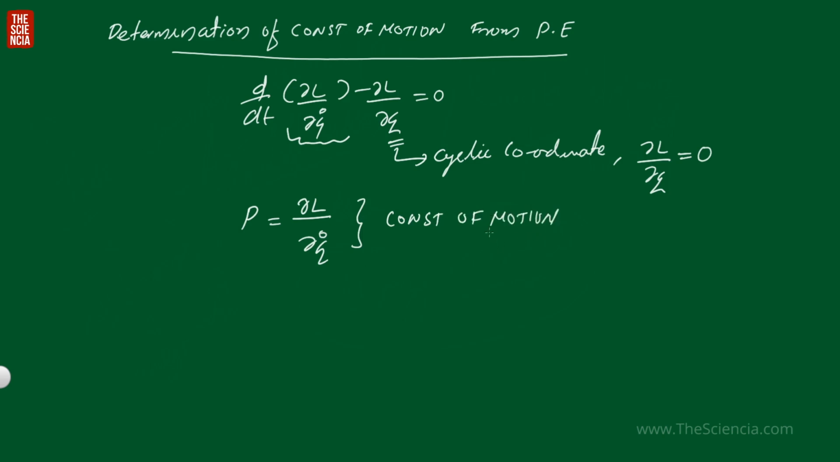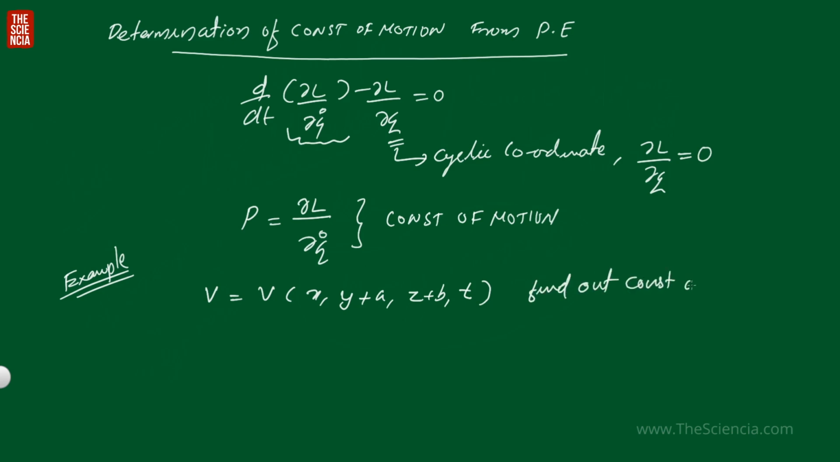That is, it will not change during the motion of the system. Example problem. In a problem, only the potential is given and it is equal to V of x, y plus a, z plus b, and t. That is, this potential is a function of x, y, z and t. And the question is to find the constants of motion.